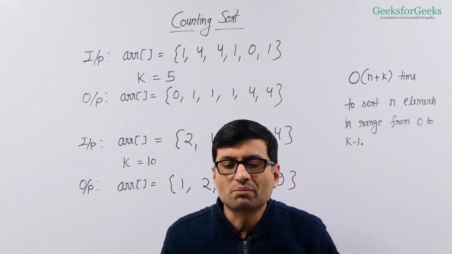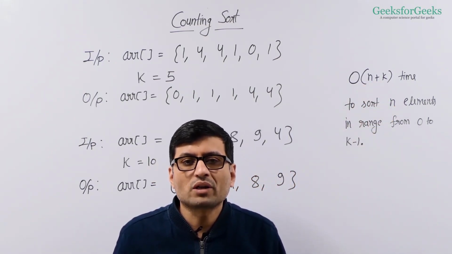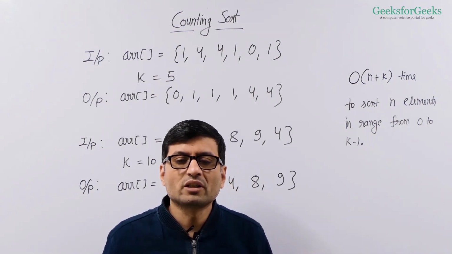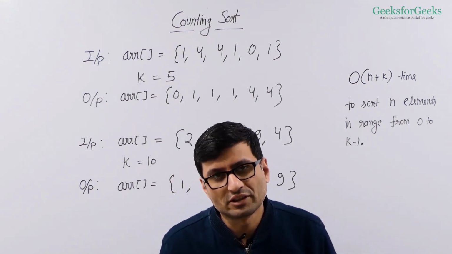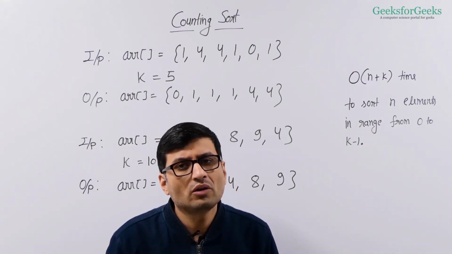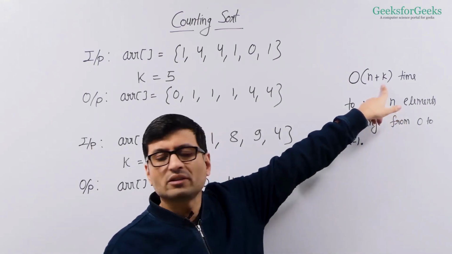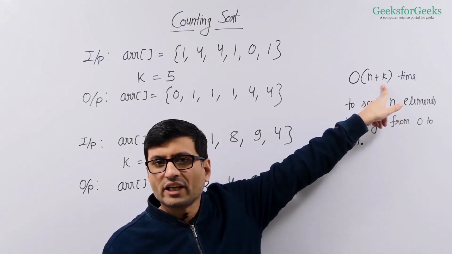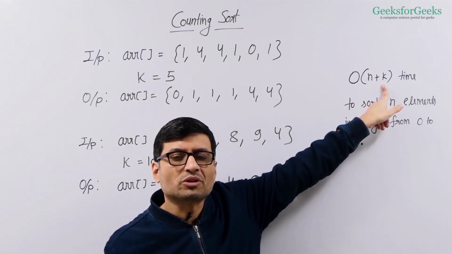It is not a comparison based algorithm. It never compares items with each other. Rather, it counts their occurrences. Counting sort is useful only when k is linear in terms of n. K is n, n by 2 or 2n or 3n.